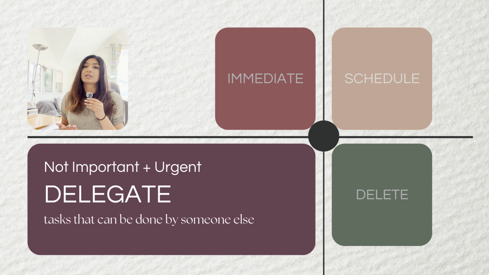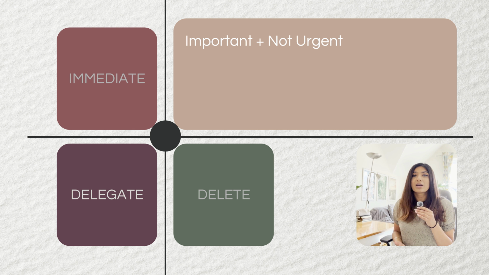These are tasks that need to be done right now but don't really contribute to your long-term goals. And these are usually tasks that can be done by somebody else, like doing your admin work or hosting a meeting. For tasks that are important but not urgent, schedule these into your calendar.